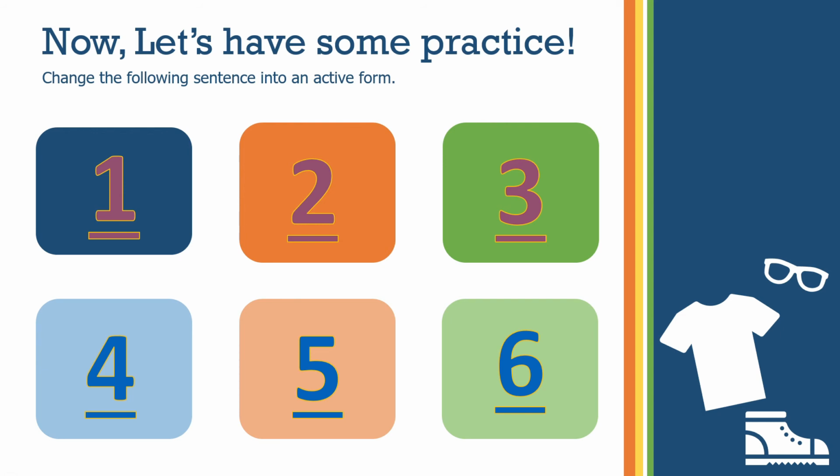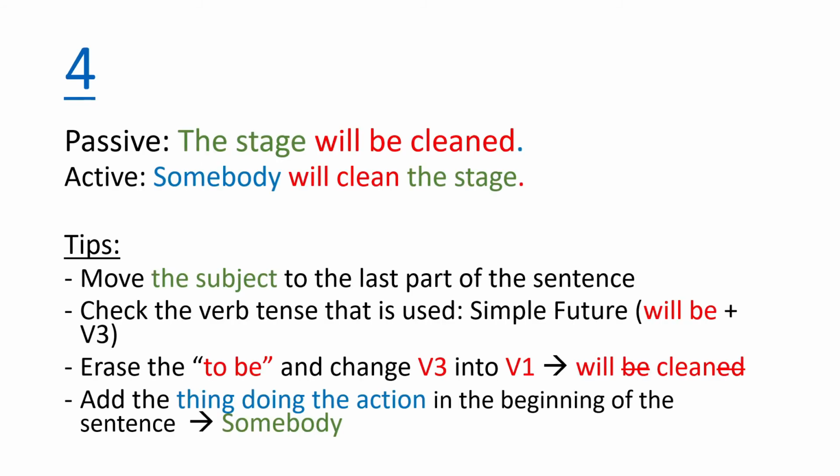Ma'am, let me try number 4 again. Okay. Owl will clean the stage. The stage will be cleaned. Owl will clean the stage. So this verb tense is simple future. Therefore, all you need to do is to erase be, and then change verb 3 into verb 1. Will clean. Alright? Now we got 5 and 6.